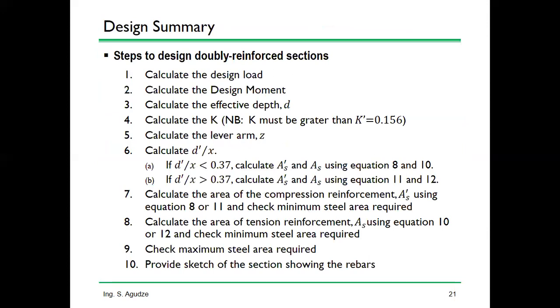the steps to design doubly reinforced sections. You calculate the design load, calculate design moment, effective depth, calculate the K, the lever arm, you calculate your d prime over x, right? Then you calculate the area of the reinforcing steel, and then calculate the area of the tension steel, and that of the compression. Check for maximum steel area required, and then you provide a sketch.